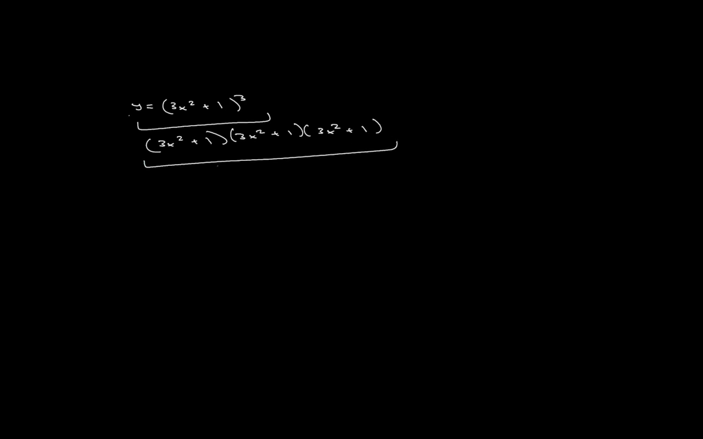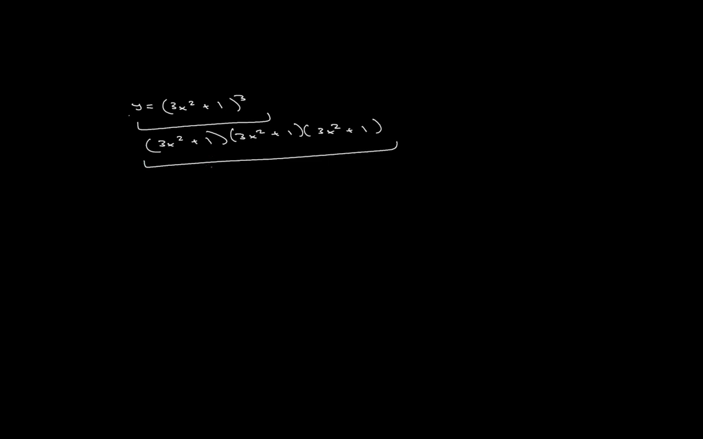Let's try to find the derivative of this function: y is equal to (3x squared plus 1) to the power of 3, right? So far, without the chain rule, the only way we could find the derivative of this is to expand this function out. So we'd have to multiply 3x squared plus 1 times 3x squared plus 1, and then times 3x squared plus 1. And this is going to be extremely tedious, right, to do all of this just to find the derivative of this function.